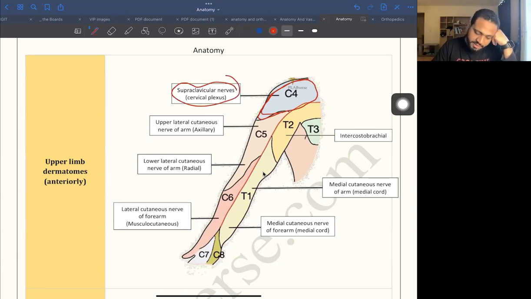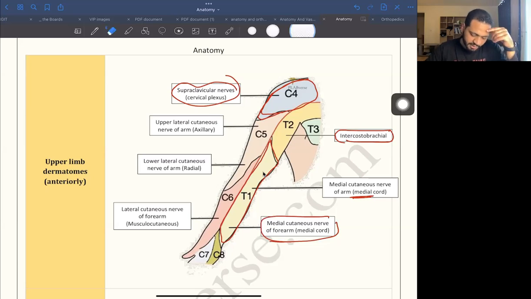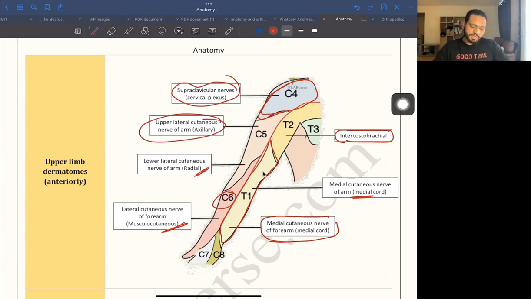Supraclavicular nerve, all right? And the T2 area is called the intercostal nerve. At the T1 area, all this area from the medial side is called the medial cutaneous nerve of the arm. And here is the medial cutaneous nerve of the forearm at the distal part. On the other side, lateral cutaneous nerve of the arm at a C6 level. And C5 is lateral cutaneous nerve of the arm. And here you have the upper lateral cutaneous nerve of the arm.